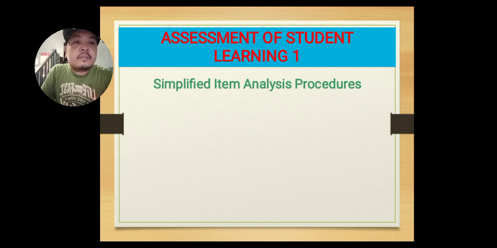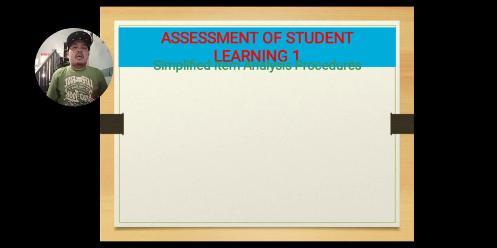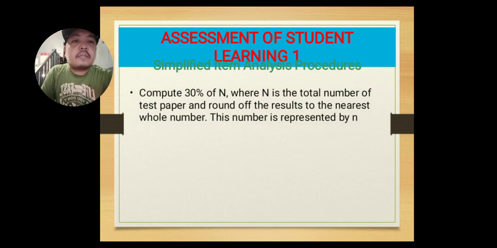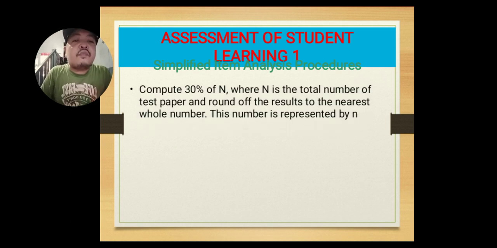item analysis. Okay, so actually in doing an item analysis, we have a step-by-step procedure. These are the simplified item analysis procedures. Step number 1, compute 30% of N. Compute 30% of capital N, where capital N is the total number of test papers, and round off the result to the nearest whole number. This represents your small letter n.